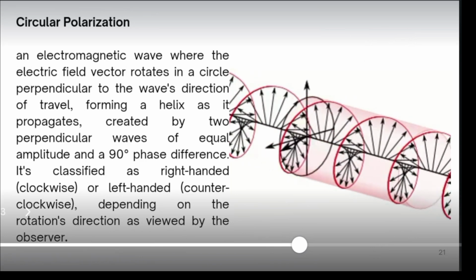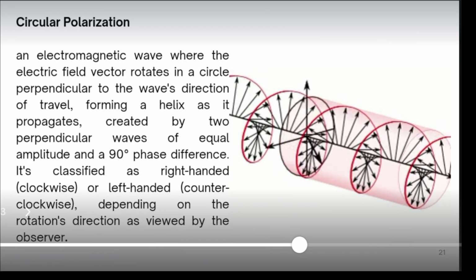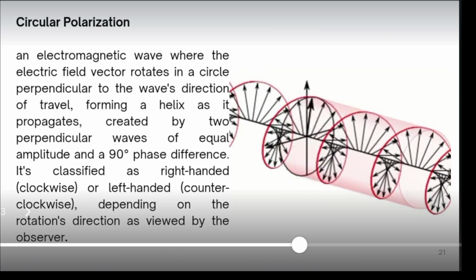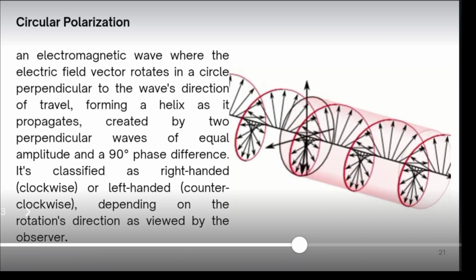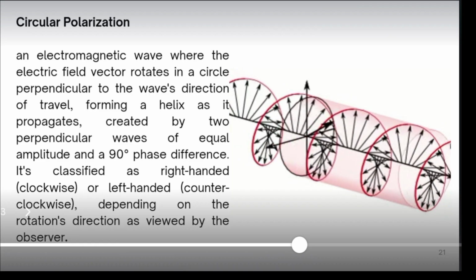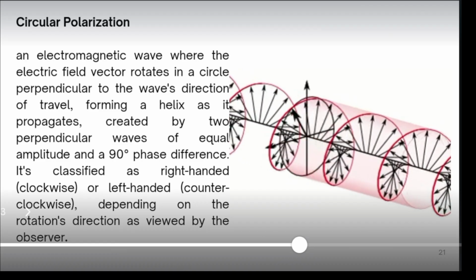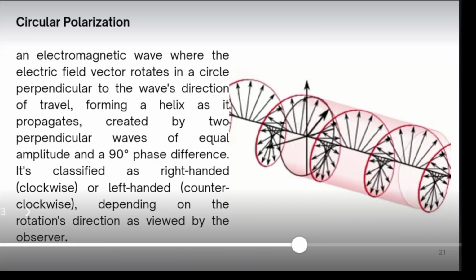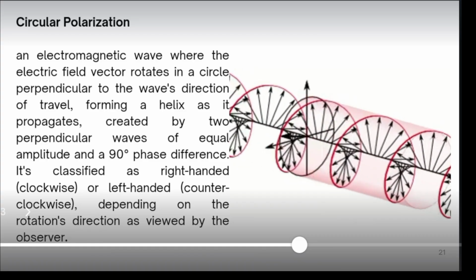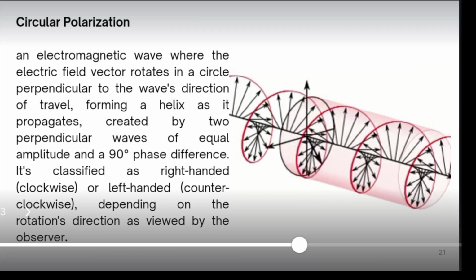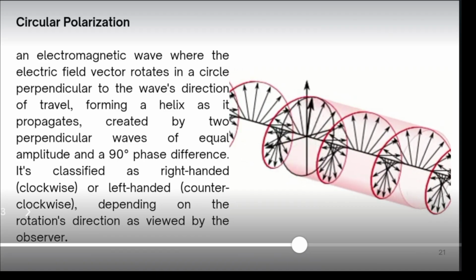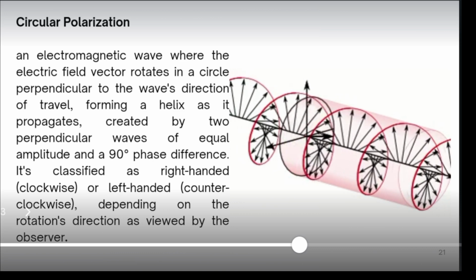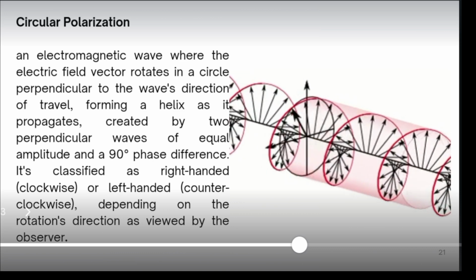Circular polarization is an electromagnetic wave where the electric field vector rotates in a circle perpendicular to the wave's direction of travel, forming a helix as it propagates, created by two perpendicular waves of equal amplitude and a 90-degree phase difference. It's classified as right-handed (clockwise) or left-handed (counterclockwise), depending on the rotation's direction as viewed by the observer.